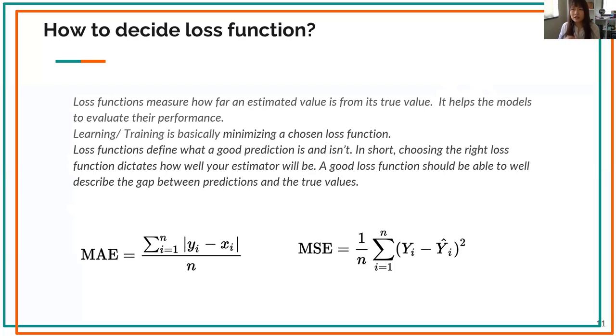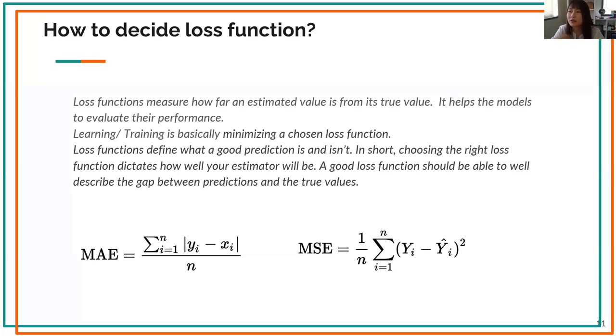Learning and training is basically minimizing a chosen loss function. For example, if my loss function is the true value minus the estimated value, squared, then your error will be 250,000. And I want to minimize the loss. If you do it correctly, if you guess 700 for the rent, then the loss is zero. So that is how it works. Learning and training is basically minimizing the chosen loss function.